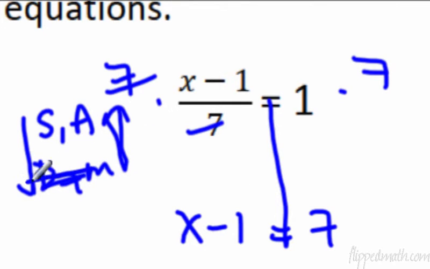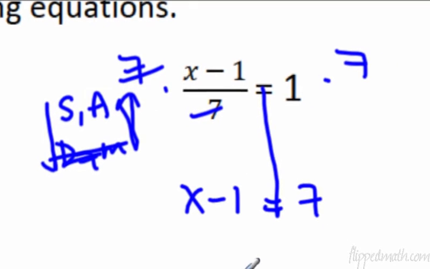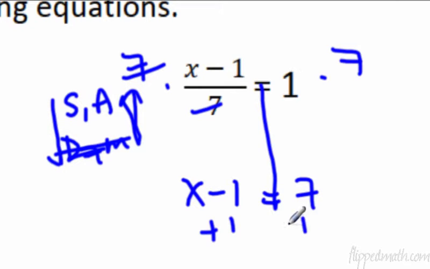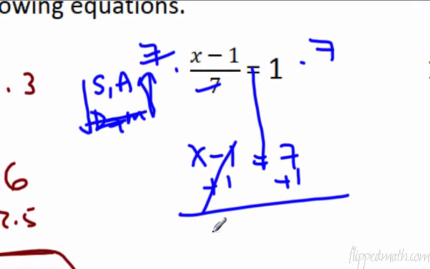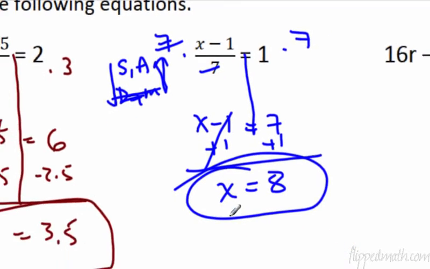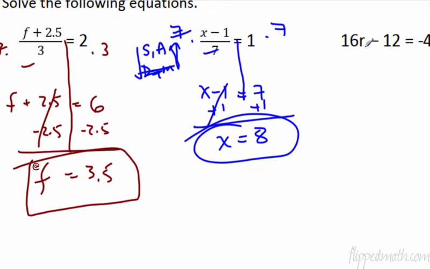So now we've done this. We need to add 1 to each side. So we add 1. We get x equal to 8. Circle it. Done. That's the second example. Last example. Let's look at this one.